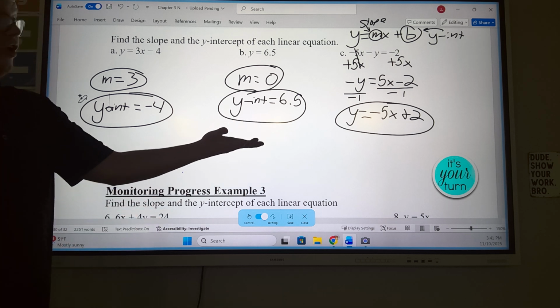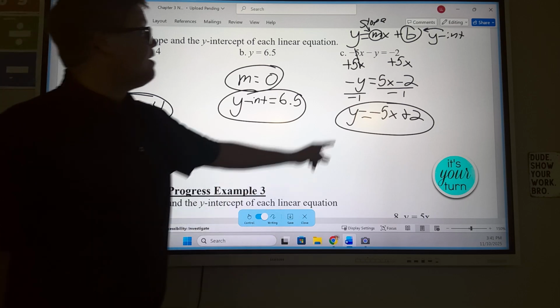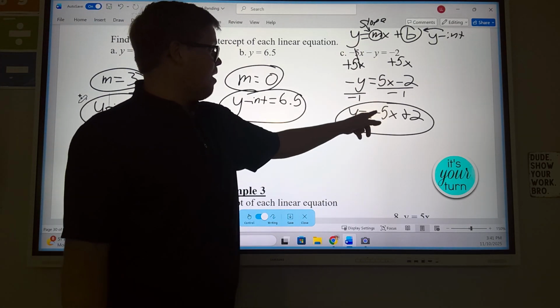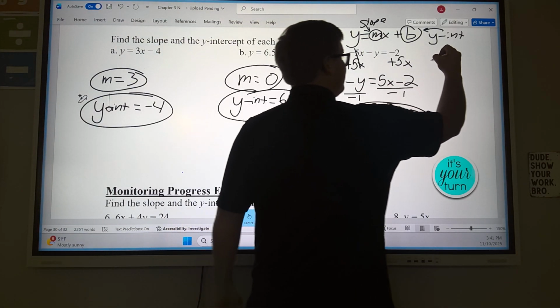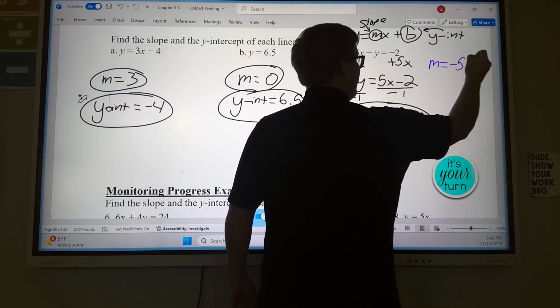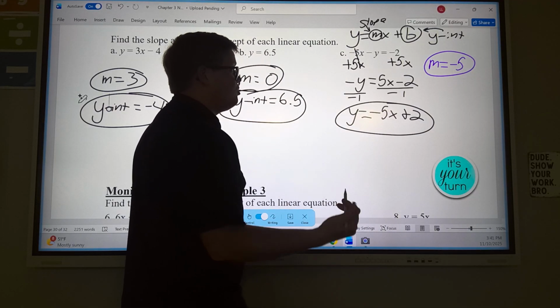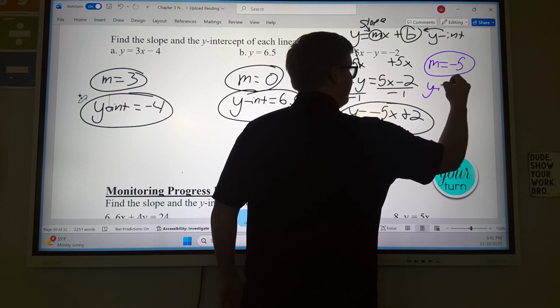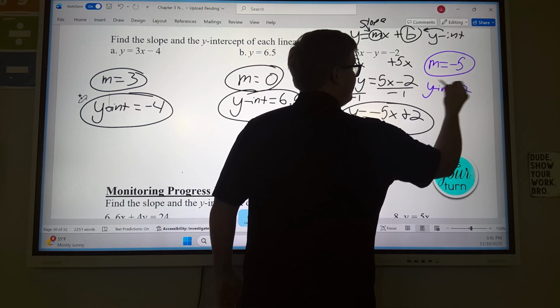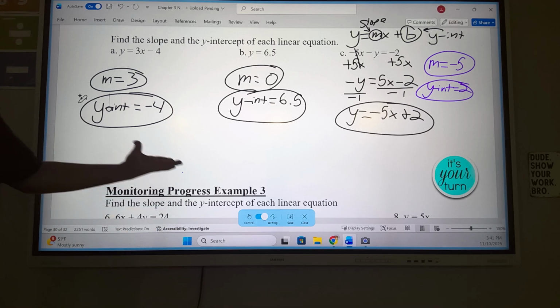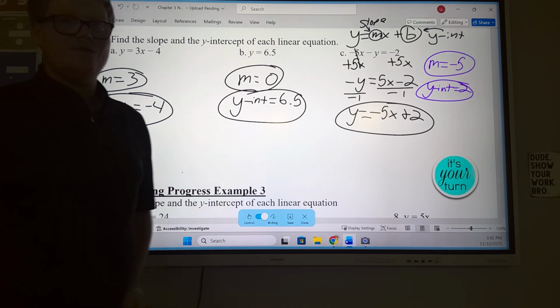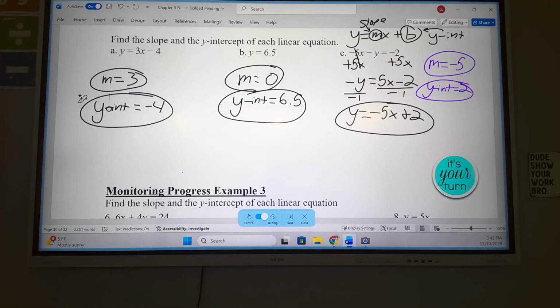Now, how do we find our slope and our y-intercept? Well, it's as simple as that. We've got mx and we've got b. Here our m is -5, so our slope is -5. And our b is 2, so that means our y-intercept is 2. Simple as that. Once we get into slope-intercept form, we're able to identify the slope and the y-intercept.